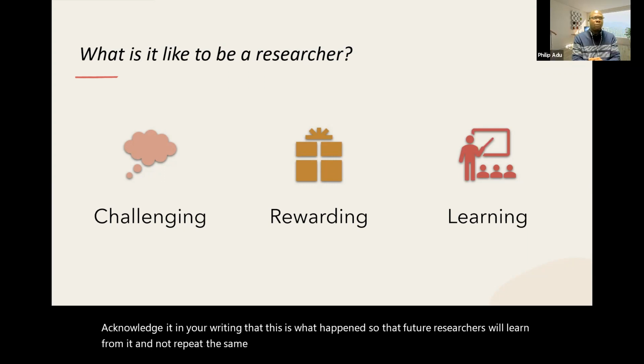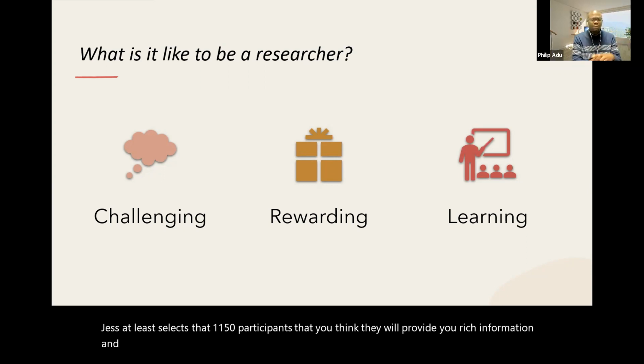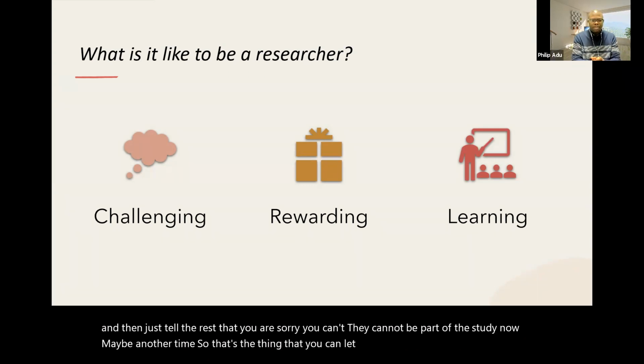So what you can do is at least select the 10 to 12 participants that you think will provide you rich information, and then just tell the rest that you are sorry, they cannot be part of the study now, maybe another time. So that's the thing that you can let them know, right?